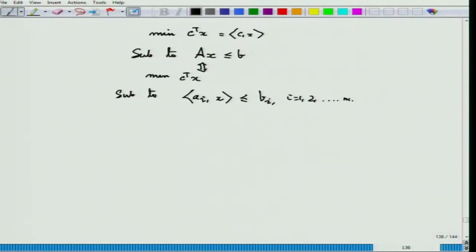Now, we will assume for this particular problem LP 1, I am calling it. I do not know why I am calling it 1, but just calling it 1. So, LP 1, let me take this problem LP 1. So, let LP 1 have a lower bound.